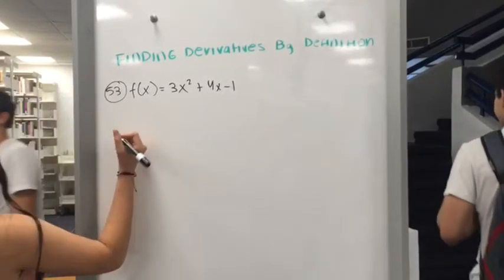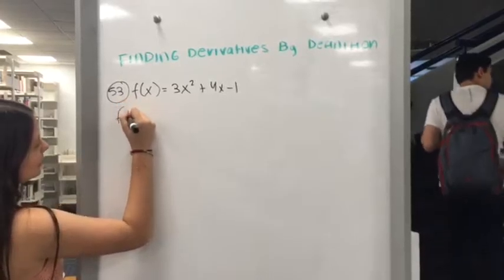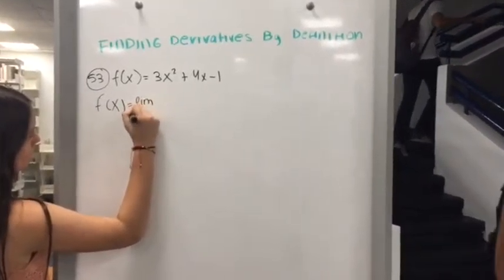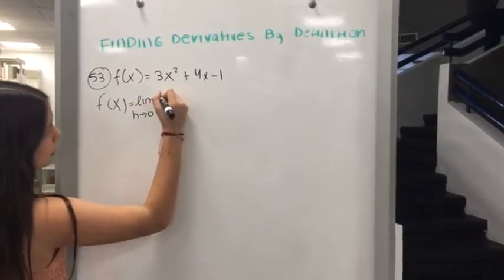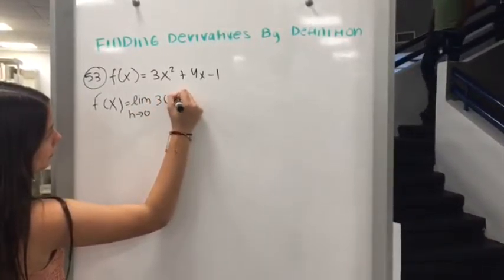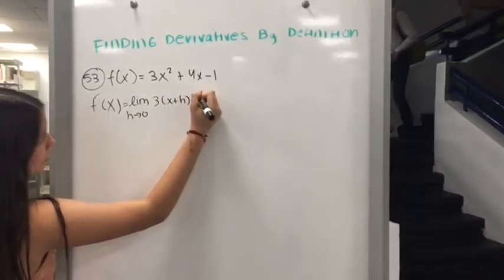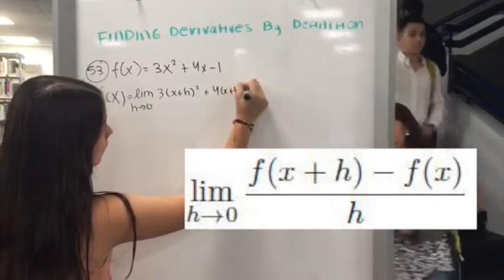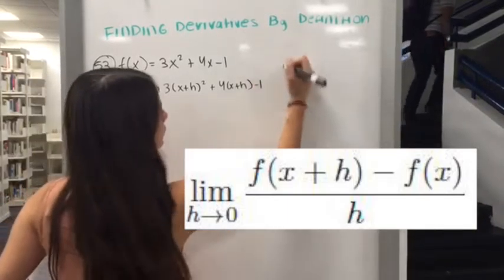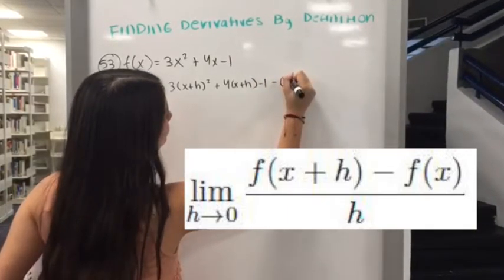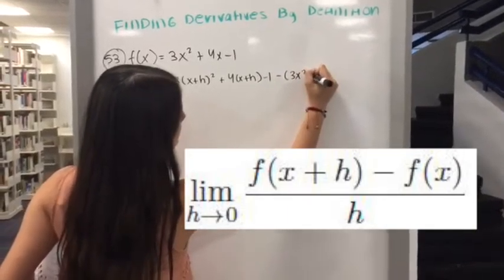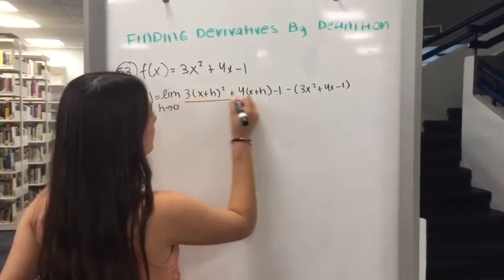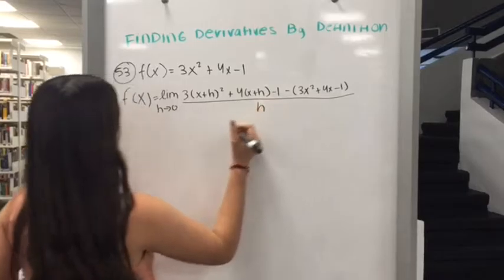In this question, we will need to find the derivative by definition of f of x equals 3x squared plus 4x minus 1. First, we will need to plug in our basic formula, which is shown right now. Do not make the mistake of leaving the 3 and the 4 inside the parentheses.